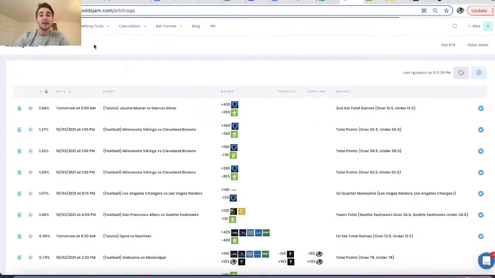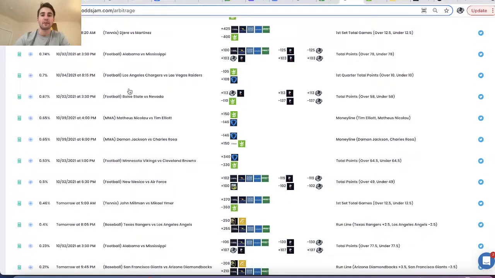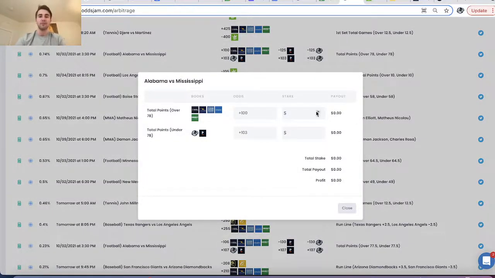So if you go to the arbitrage page, arbitrage, again, is risk-free profit between sportsbooks. So here we can see over 78 points is plus 100 on Barstool, under 78 is plus 103 on Pinnacle. So this over 78 would be profitable. Pinnacle is the sharpest bookmaker in the world and has this minus 125 odds. So it feels pretty good to get plus 100 odds on over 78 points on Alabama, Mississippi. Like, you could literally place a bet using an arb calculator and make risk-free money.